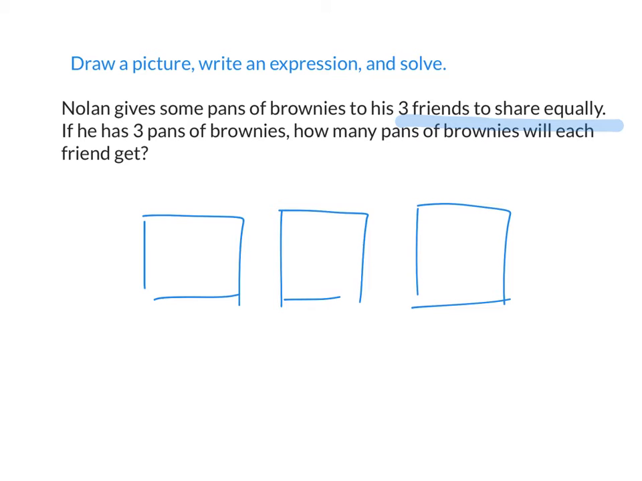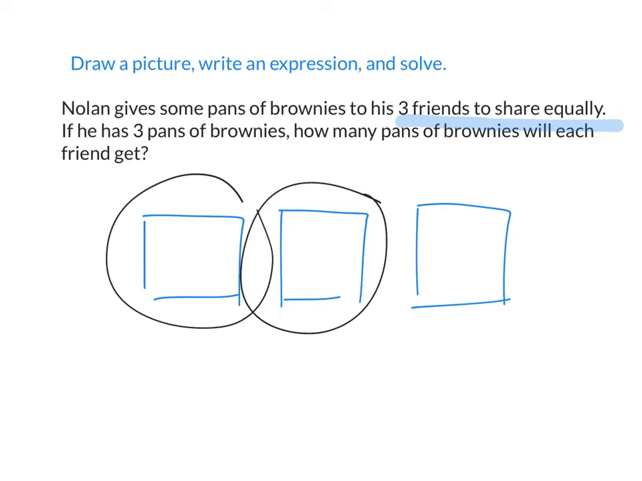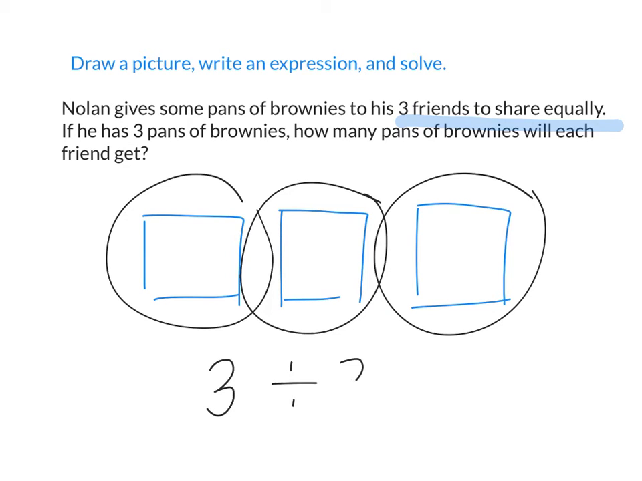3. Okay, so very easy, right? Here's 1 group, here's another group, and here's a 3rd group. So in each group, if each circle is 1 friend, how many pans of brownies does each friend get? 1. What's the equation? Well, what's our whole? 3. We're dividing it into how many groups? And so how much does each friend get?